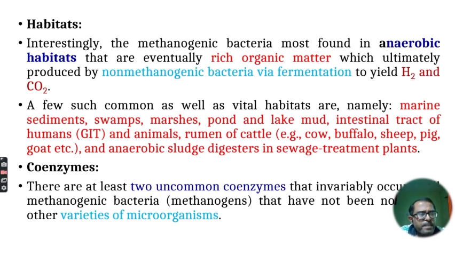So the most common habitats where these methanogenic bacteria are present are marine sediments, swamps, marshes, ponds, lake mud, the intestinal tract of humans and animals, and the rumen of cattle. These bacteria are also observed in anaerobic sludge digesters, where we carry out sewage treatment before releasing the water into the river. So these are the locations where methanogenic bacteria are commonly found.